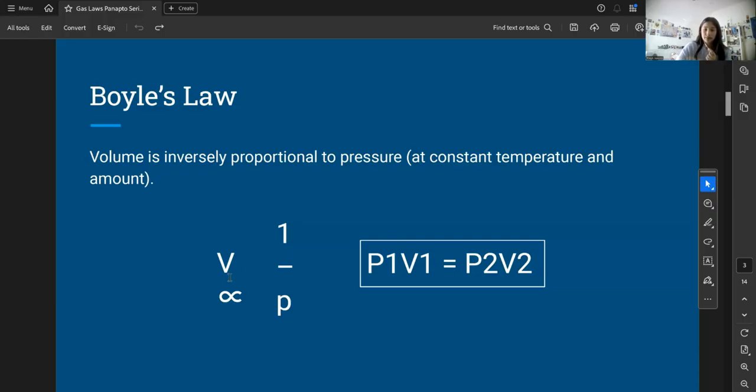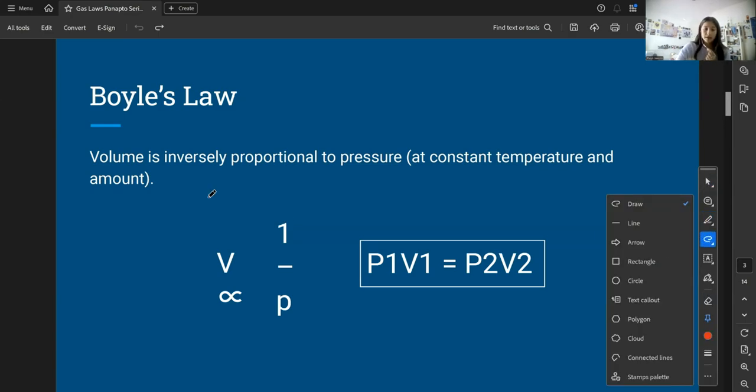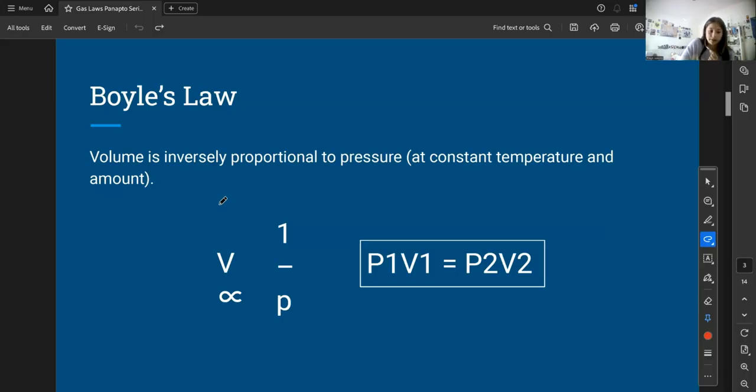Sorry, the slides are misformatted, but this first equation just represents that. So volume is inversely proportional to pressure. This is the proportion symbol.